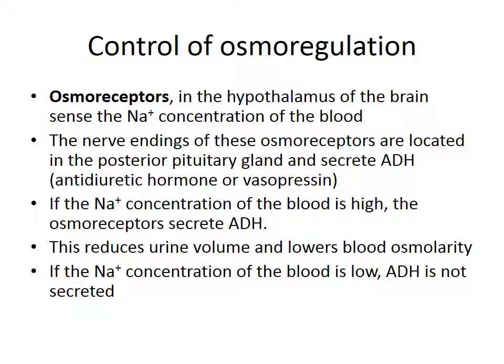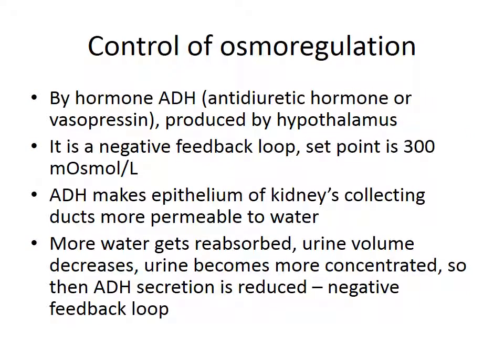So if the sodium concentration of the blood is high, the osmoreceptors will secrete antidiuretic hormone. This reduces urine volume and lowers blood osmolarity. If the sodium concentration of the blood is low, then ADH is not secreted. So that's just a feedback loop. By the hormone ADH, which is produced by the hypothalamus, this is a negative feedback loop. The set point is 300 milliosmoles per liter.